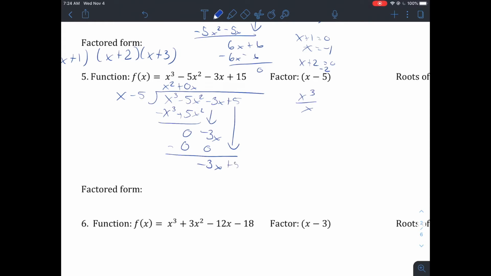Bring down our 5. -3x divided by x gives us a -3. So we get -3x plus, oh, there's a 15. I was like, something's not right here. There you go, plus 15. And then we change our signs.